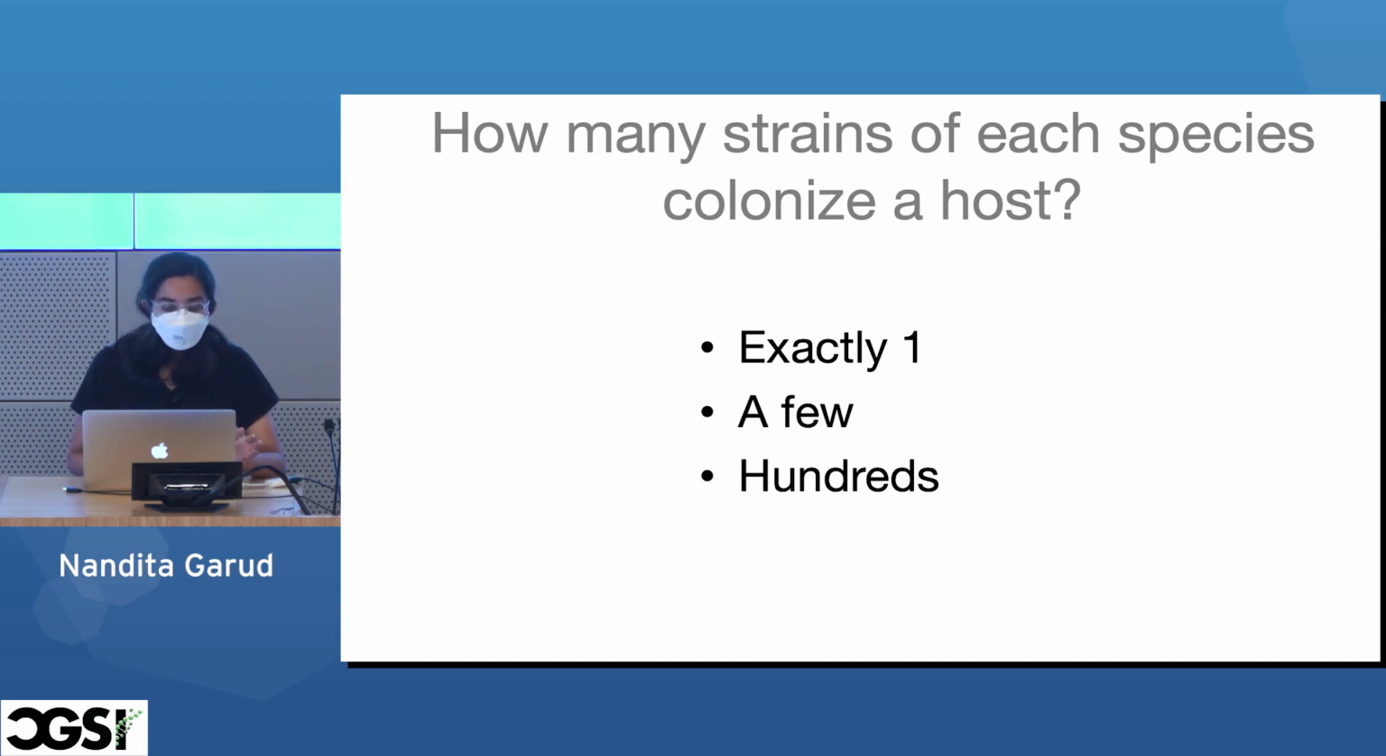And who thinks, I see no hands, who thinks that you might have a few strains of E. coli? Okay, I see more. And then who thinks that you might have hundreds of strains? I see a lot more hands. So nobody thinks that you'll have exactly one strain. A few people think that you'll have a few strains. And most of you think that you have hundreds of strains. Okay, so let's take a look and see what the answer is.